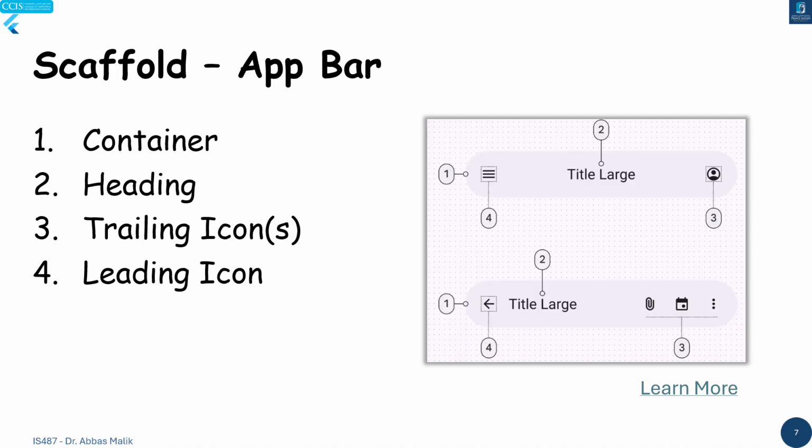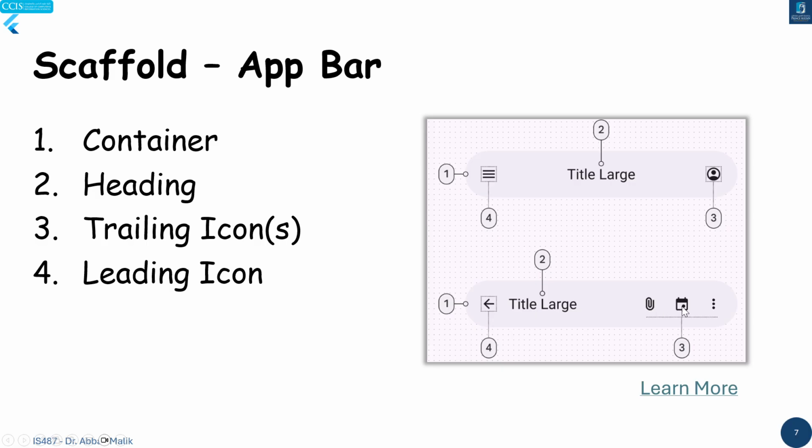If you look at the application bar, actually it contains, number one, a container. So this is the container in which that application bar is coming. Then we have a heading, which is more like a title that we want to display on that page. And then we have a trailing action. Trailing action icon is more like this. And on this one, you can have something like this.